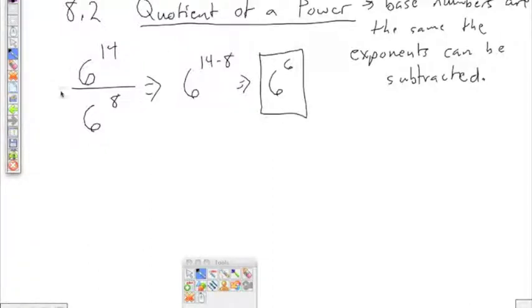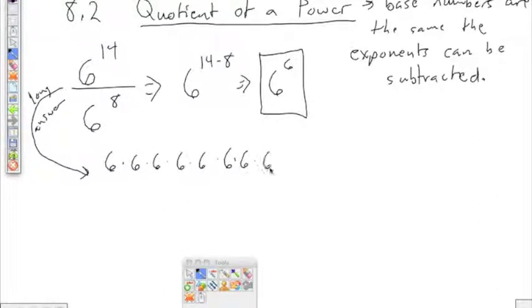Now let me take this same problem and let me show you the long way. Here's the long answer. Here's the one that would take a ton of time. What do I have on the top? 6 to the 14th power. That's 6 times 6 times 6 times 6 times 6. And we'll make sure we get 14 here soon. 1, 2, 3, 4, 5, 6, 7, 8, 9, 10, 11, 12, 13, and 14.